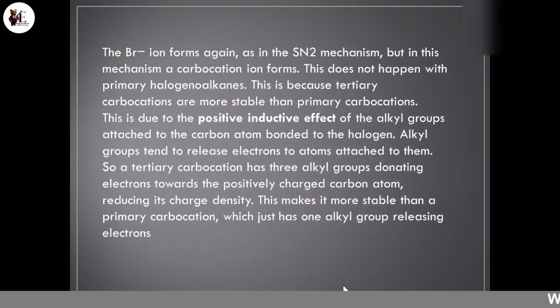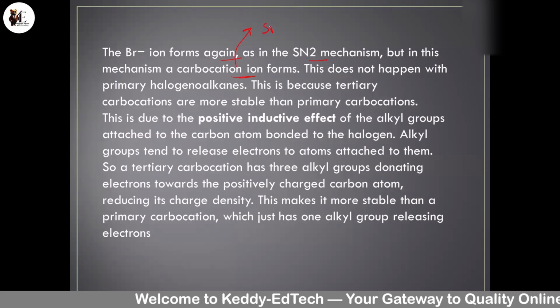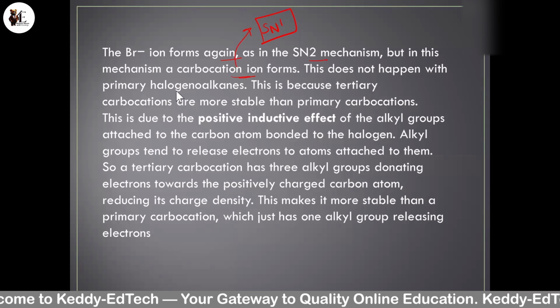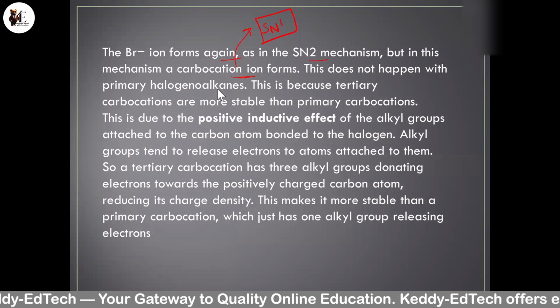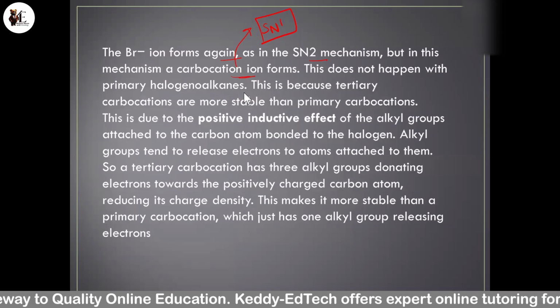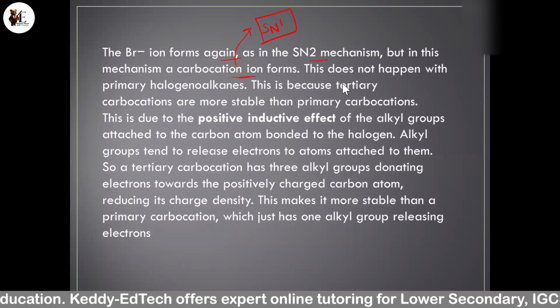So the theoretical part is written here. I hope the mechanism is clear. That bromide ion forms again as in the SN2 mechanism. But in this mechanism, a carbocation ion forms. Carbocation forms only in the SN1 mechanism, not in the SN2 mechanism, remember. This does not happen with primary halogenoalkanes. Why doesn't it happen in primary halogenoalkanes? Because primary carbocations are not as stable as tertiary carbocations.